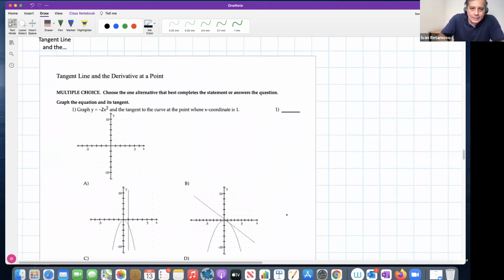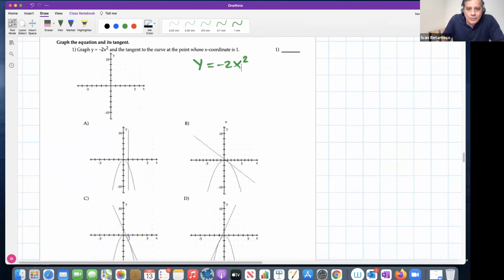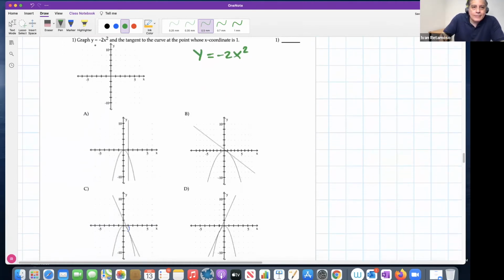The first one says, graph first this function y equal negative 2x squared. First graph it. And then draw the tangent line at x equal 1. So first graph this here. It's going to be a parabola, right? Notice the negative sign will make the parabola open downward. But then graph the tangent line and choose between these 4 alternatives. Can you try this?